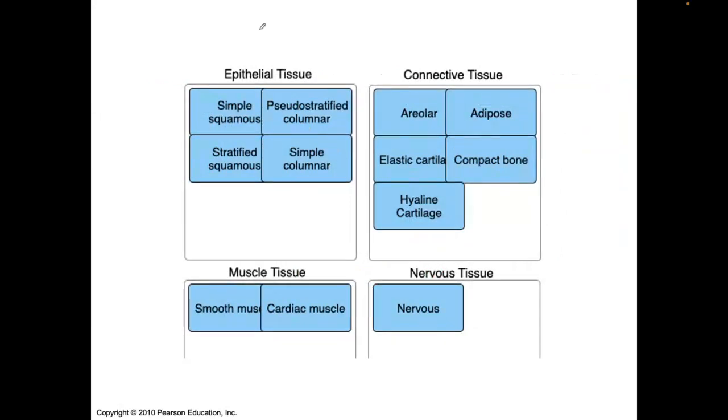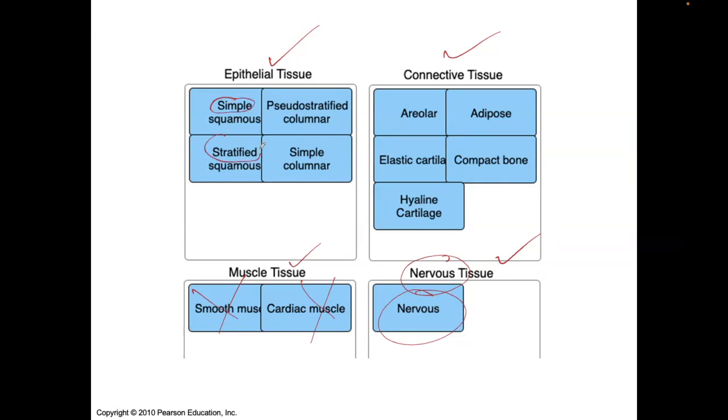Again, drag and drop, main categories: epithelial, connective, nervous, and muscle. Let's knock out muscle first. We know smooth muscle and cardiac muscle fall under muscle tissue. Nothing better than using the word in the definition. Nervous tissue is nervous. Under epithelium, these are named by how many layers of cells.